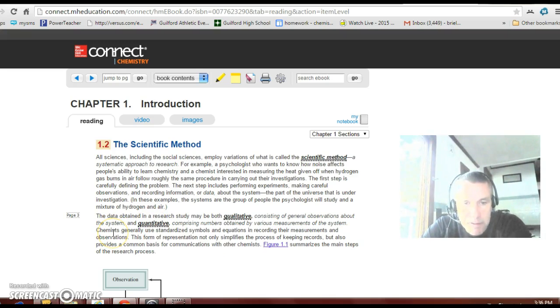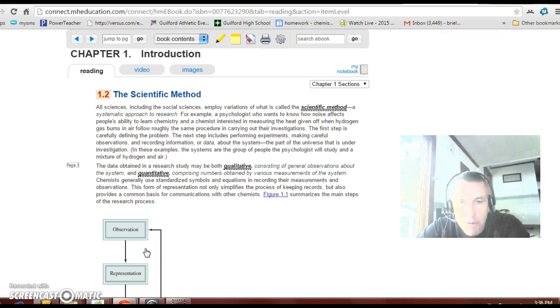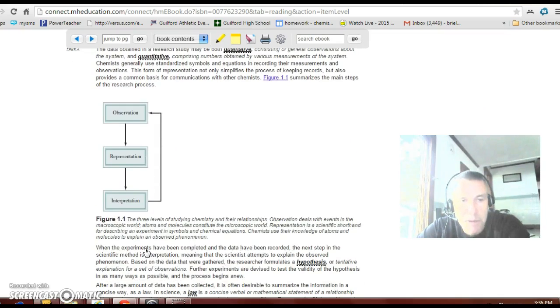Chemists generally use standardized symbols and equations in recording their measurements and observations. Fine. This form of representation not only simplifies the process of keeping records, but it also provides a common basis for communication with other chemists. That's nice. Figure 1.1 summarizes the main steps of the research process. You observe, you represent it somehow, and then you interpret.